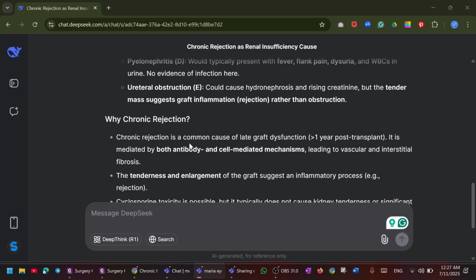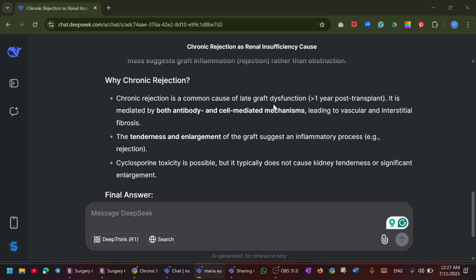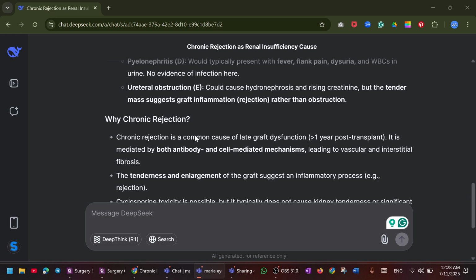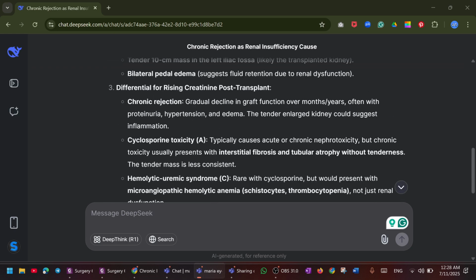Why is it chronic rejection? Chronic rejection is a common cause of late onset graft dysfunction, more than 1 year post transplant. It is mediated by both antibody and cell-mediated mechanisms, leading to vascular and interstitial fibrosis. The tenderness and enlargement of the graft suggest an inflammatory process. Cyclosporine toxicity is possible, but it typically does not cause kidney tenderness or significant enlargement. Why is it not ureteral obstruction?